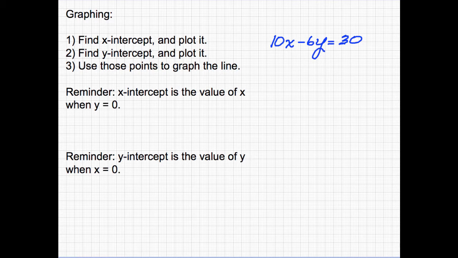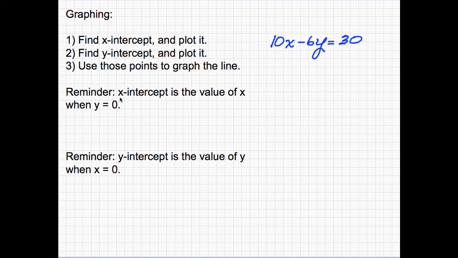First, let's see how to graph an equation in standard form. We'll take the equation 10x minus 6y equals 30. The method that we're going to use is to find the x-intercept and plot that on our coordinate plane, find the y-intercept and plot it on the coordinate plane, and then use those 2 points to graph the line.